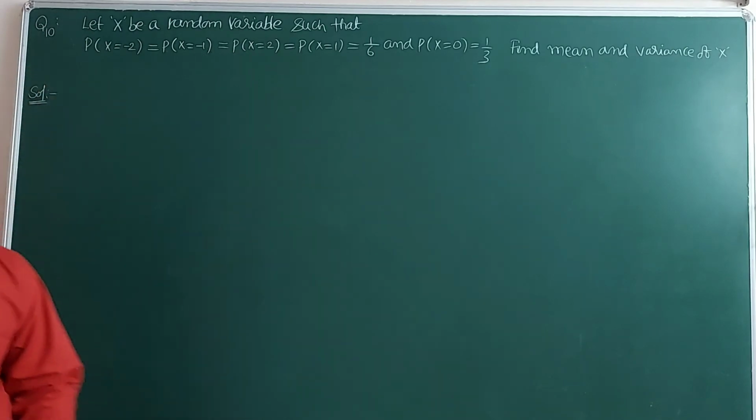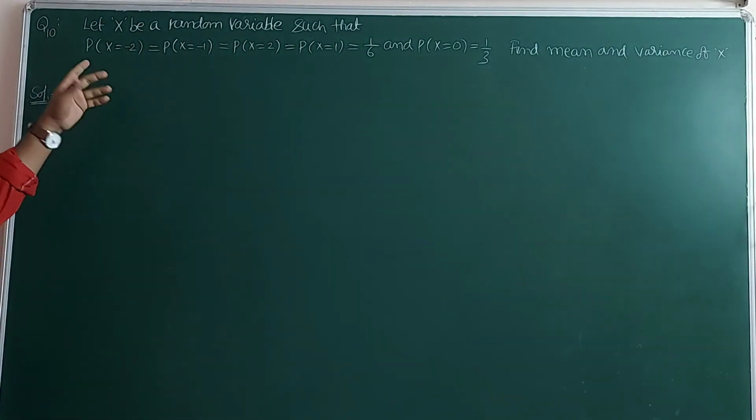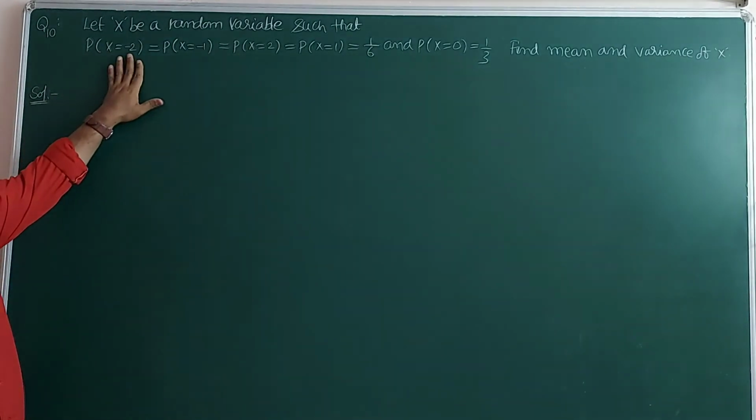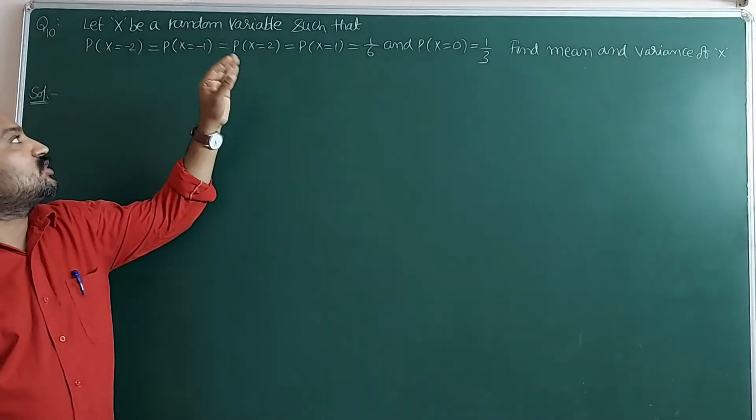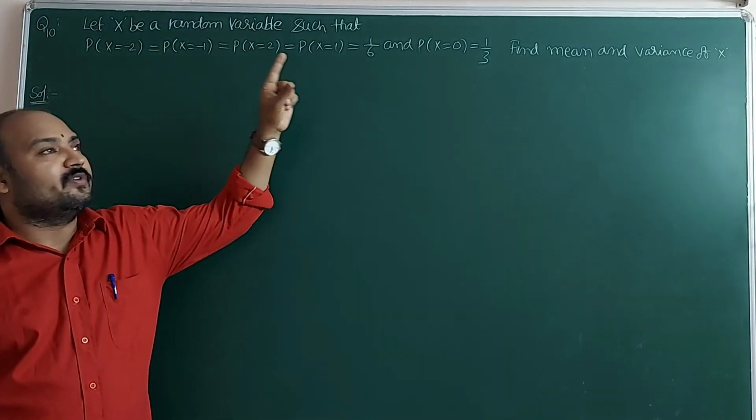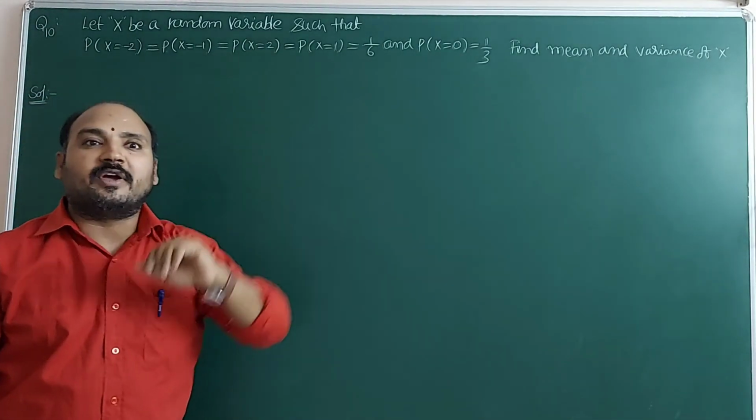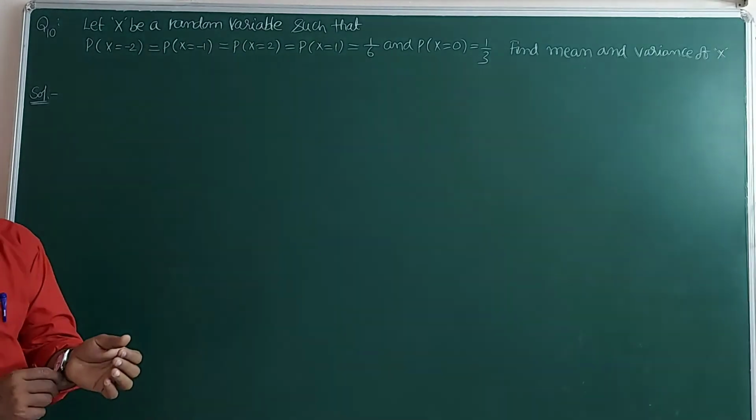The next question, question number 10. Let x be a random variable such that P of x is equal to minus 2 equal to P of x is equal to minus 1 equal to P of x is equal to 2 equal to P of x is equal to 1 equal to 1 by 6 and P of x is equal to 0 is 1 by 3. Then find mean and variance.